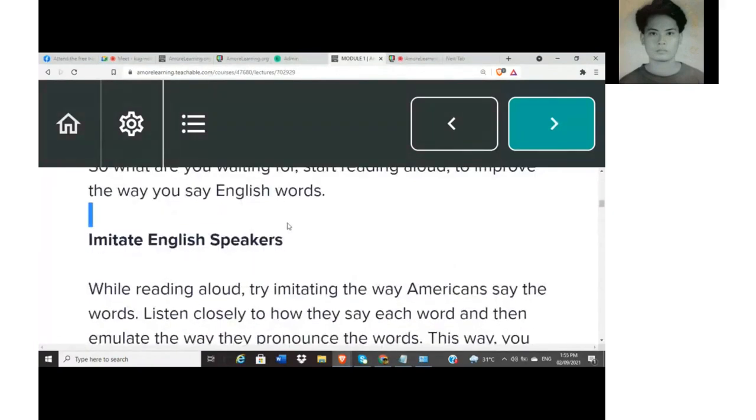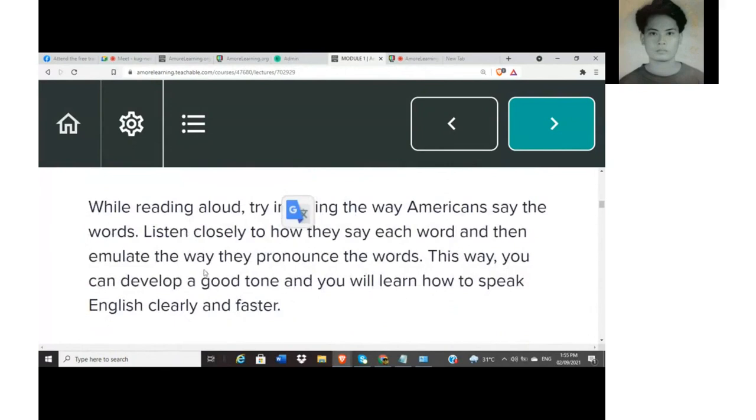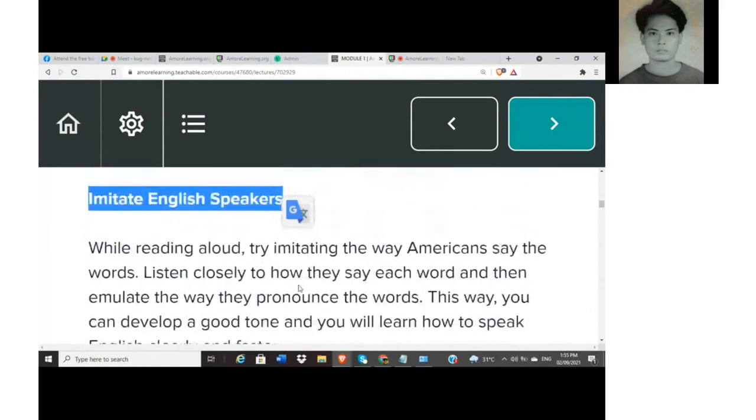Imitate English speakers. Okay. While reading aloud, try imitating the way Americans say the words. Okay, let's try to do that. While reading aloud, try to imitate the way Americans say the words. It's really hard for me because it's been 5 years since I was able to speak to an American. Actually, Australian, because the account that I was with 5 years ago was an Australian account. So it's a bit hard, but eventually it would come back to me probably. One of these days probably it will come back.